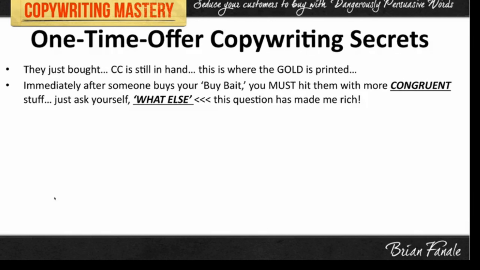Immediately after someone buys your buy bait, you must hit them with more congruent stuff. Just ask yourself, what else? This question has made me rich. It really has. Guys, the takeaway on this is congruency. It's got to make sense. If you want to make more sales in this OTO funnel, it's got to be congruent.